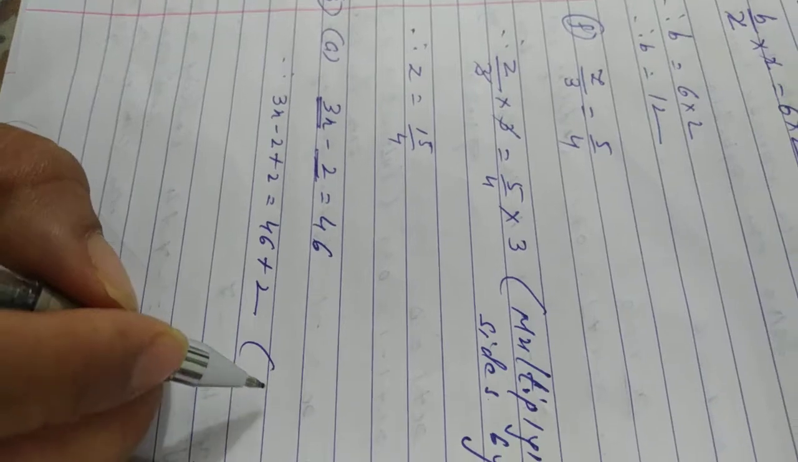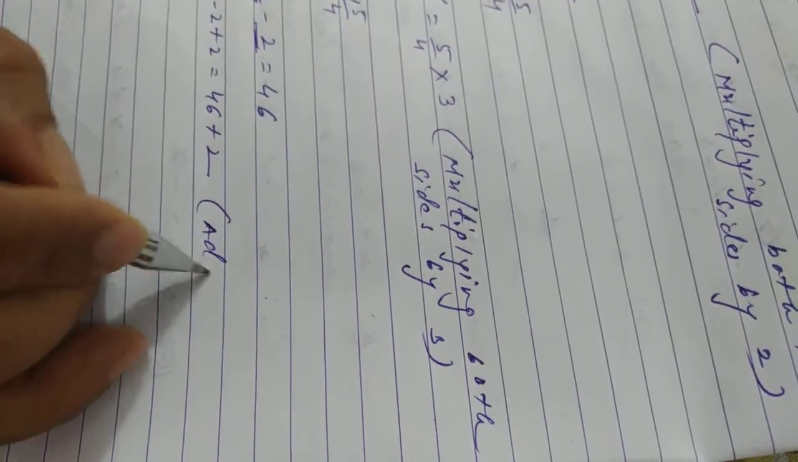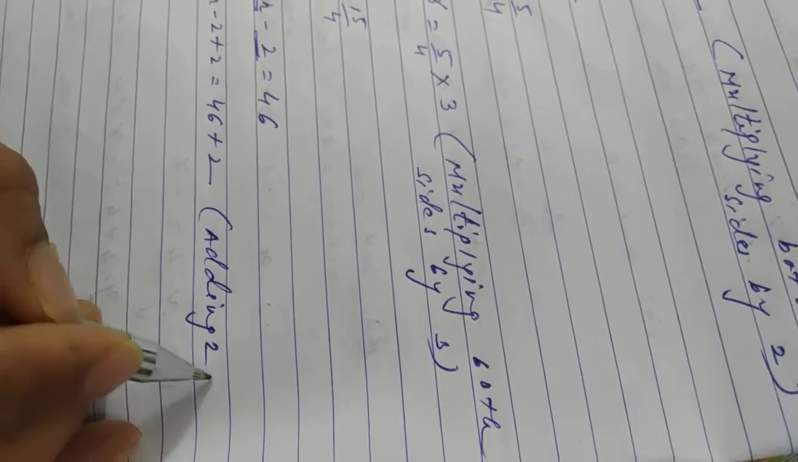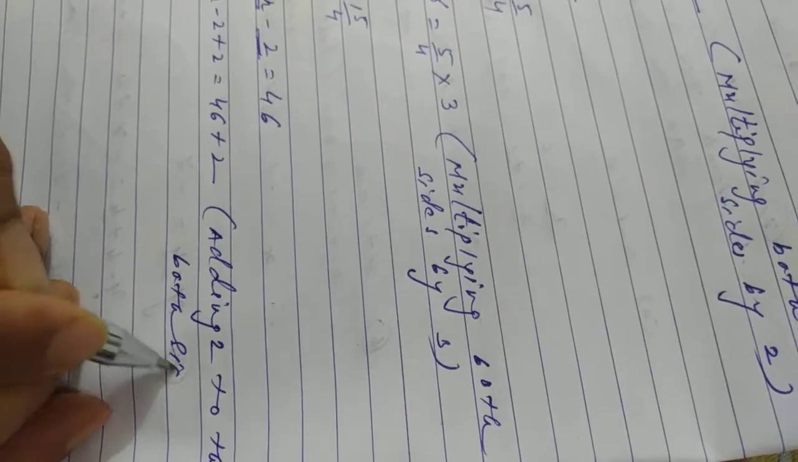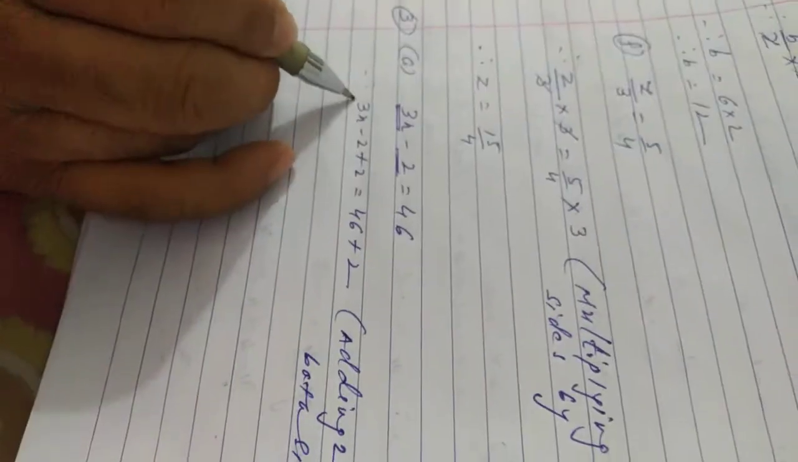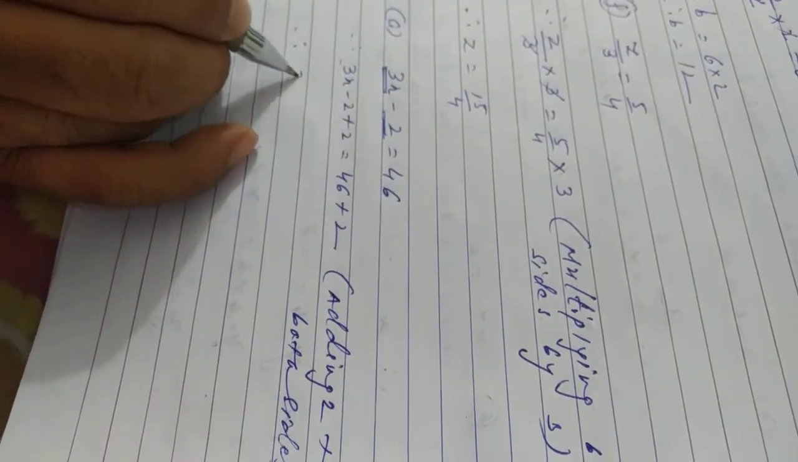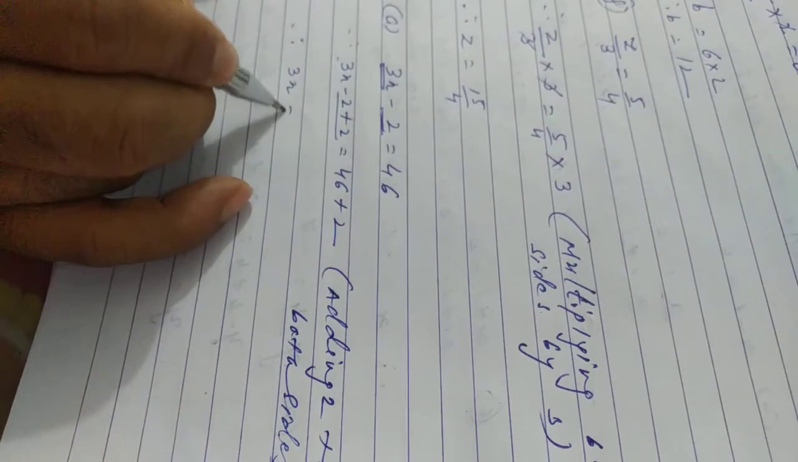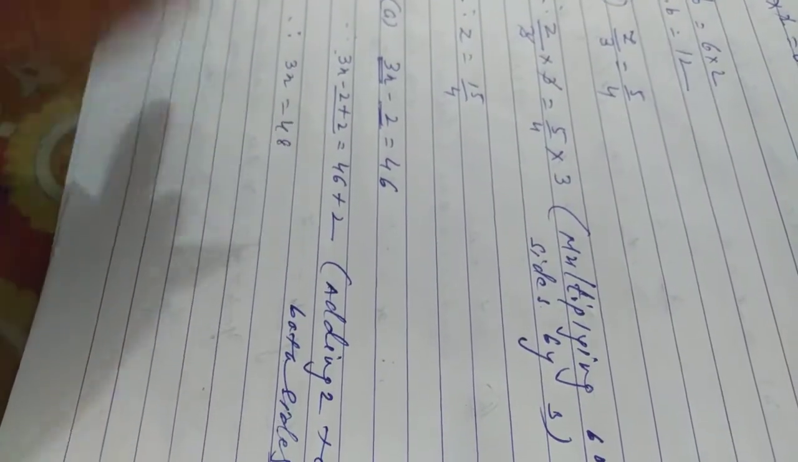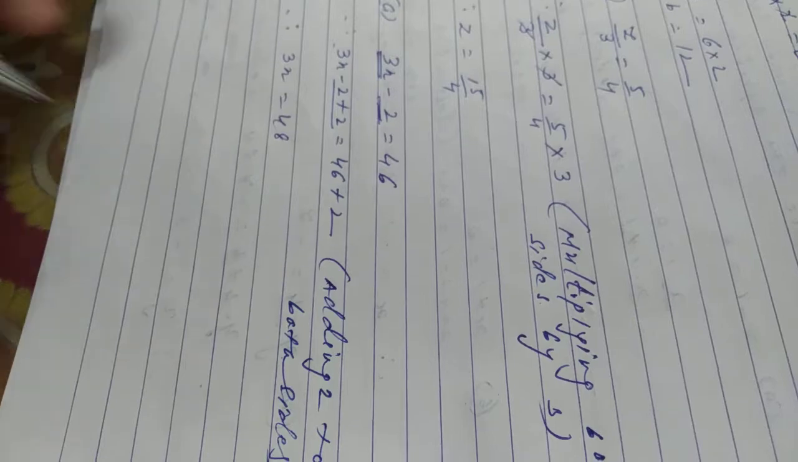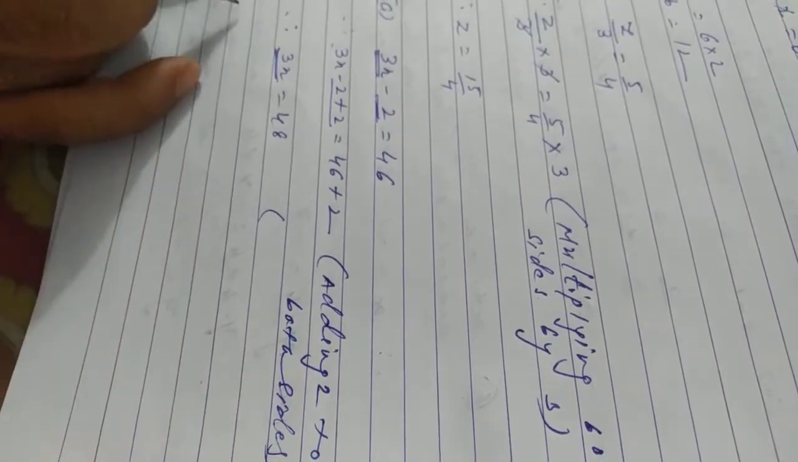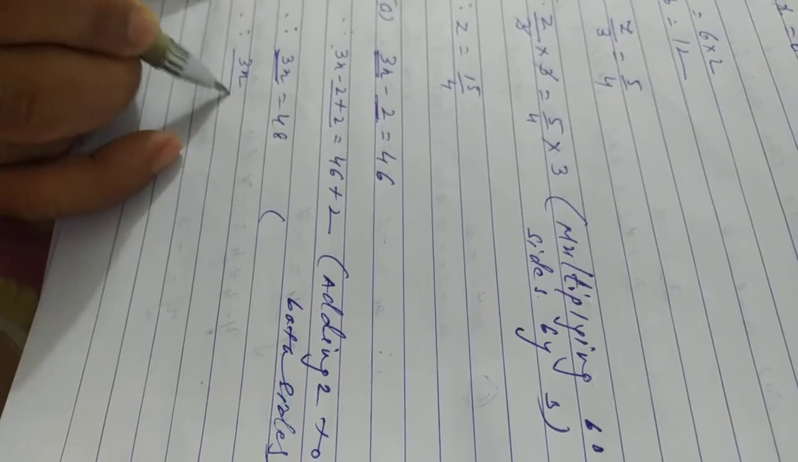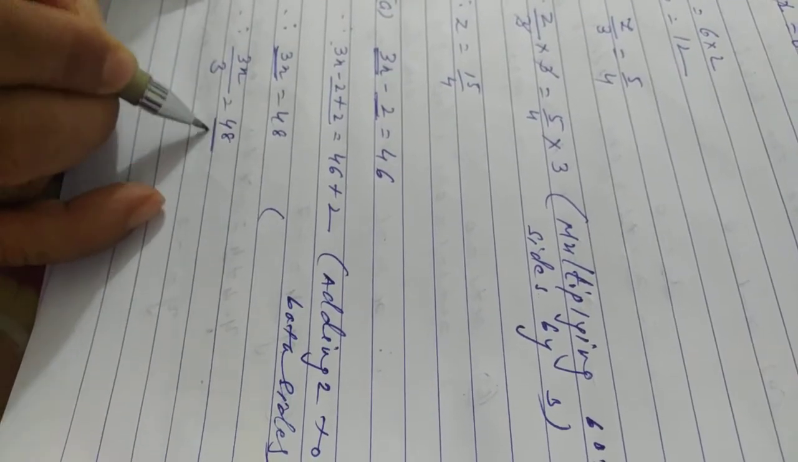So what have we done over here? Adding 2 to both sides, right? Therefore now 3n minus 2 plus 2, so what remains? 3n is equal to 46 plus 2, 48. After it, now see between them which sign? Multiplication. So what we have to do? Divide it by how many? 3, right? So 48 upon 3.